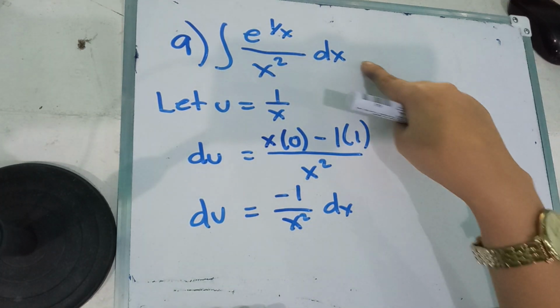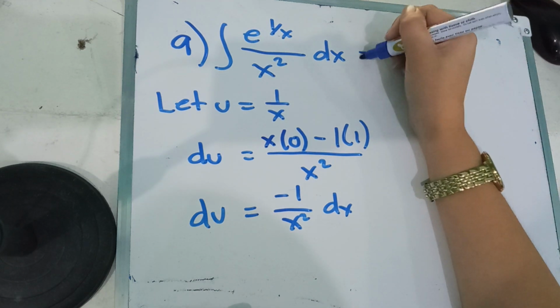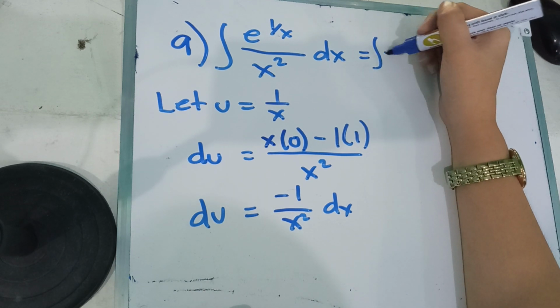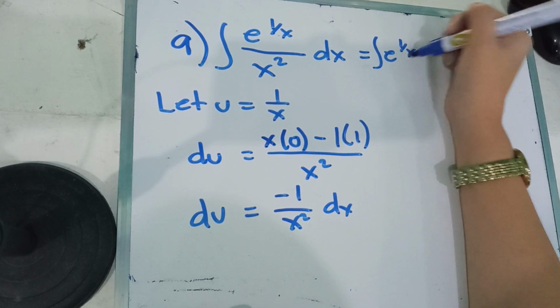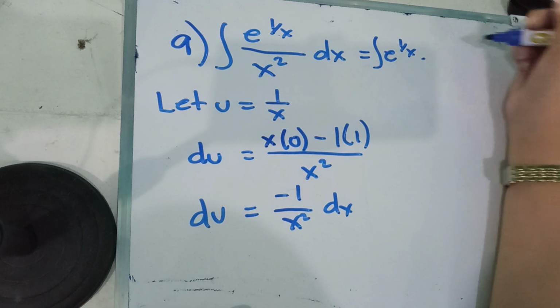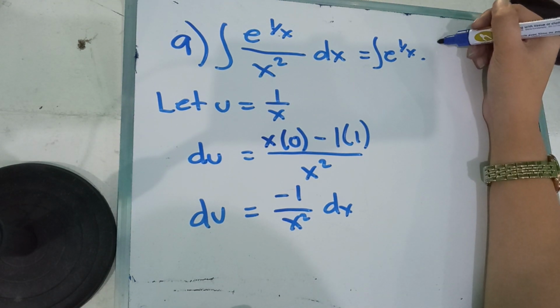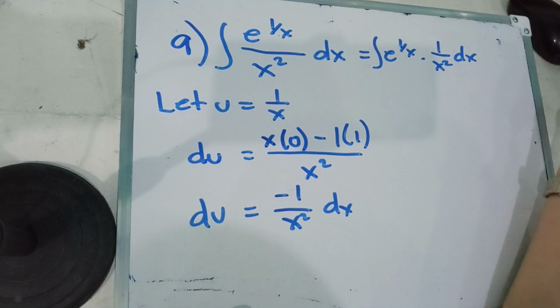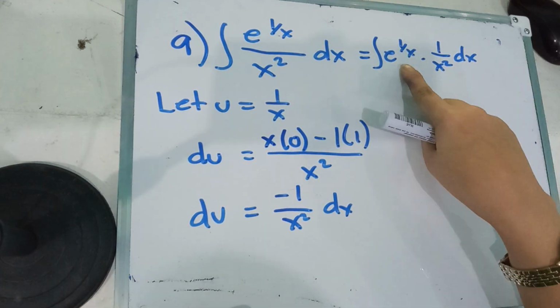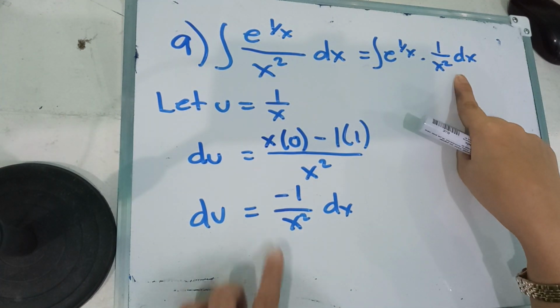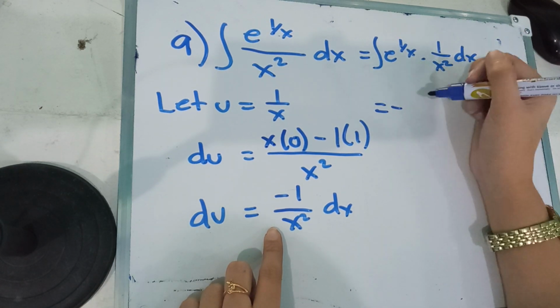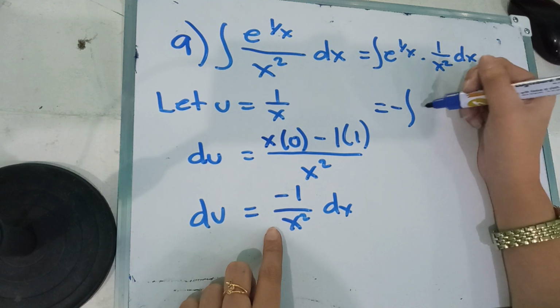Now going back to our function, we can rewrite that as the integral of e to the power of 1 over x times 1 over x squared dx. Now this is our u. Now our du is negative 1 over x squared dx. So you can put negative 1 outside of the integral symbol.